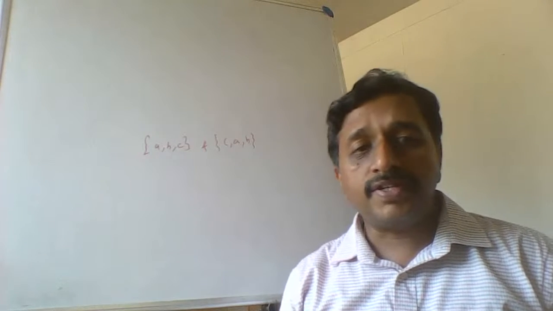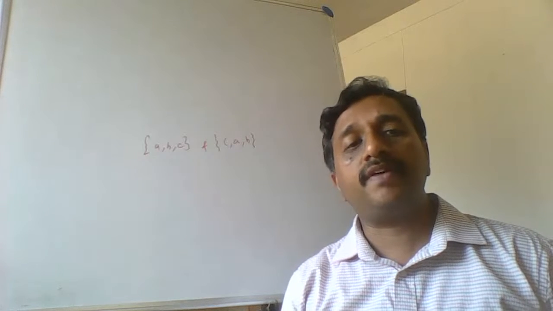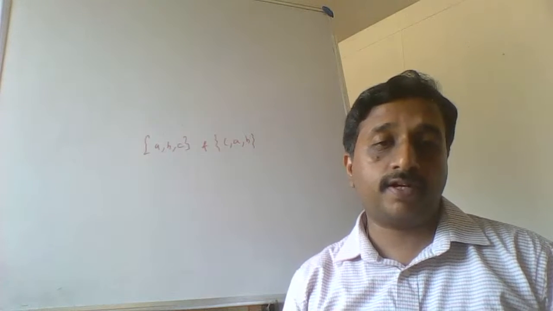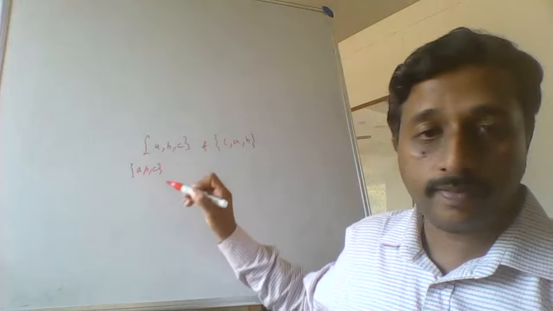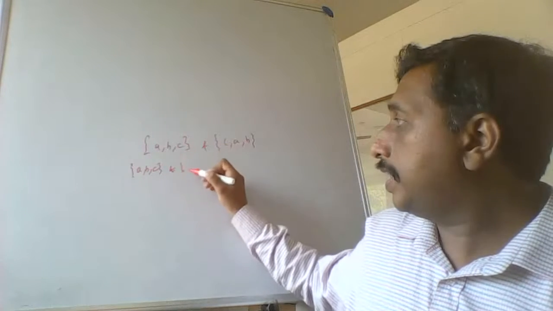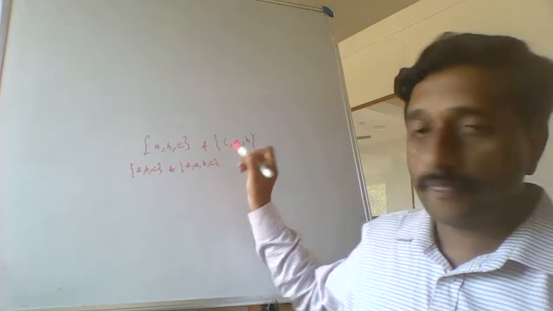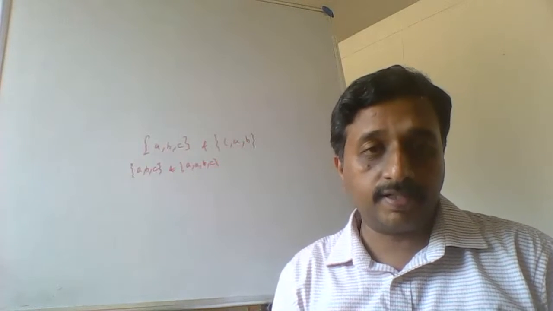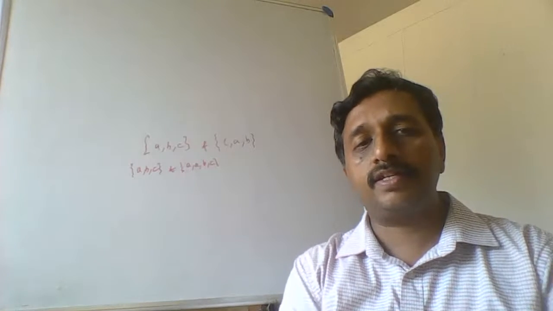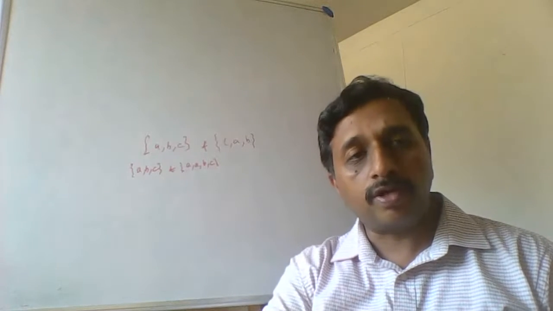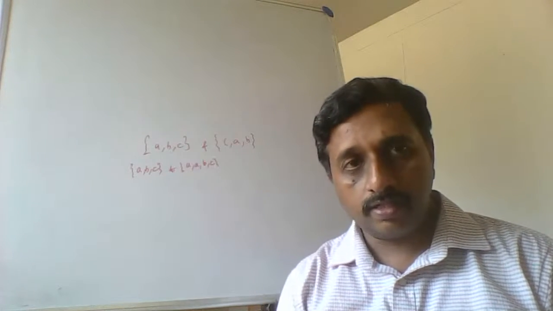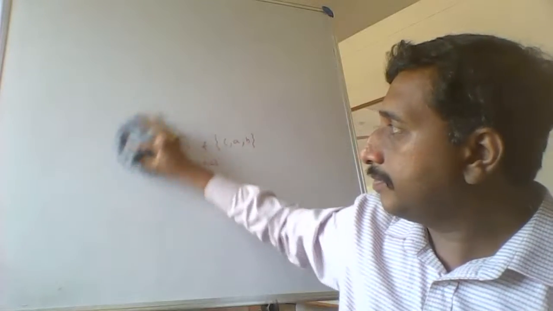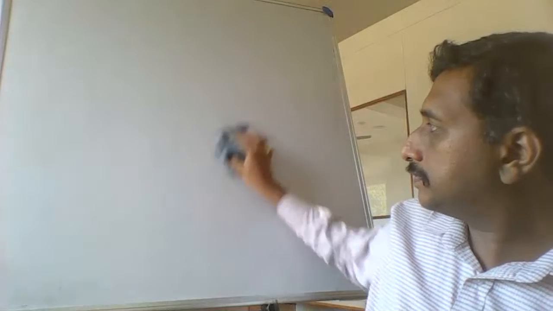Now, the repetition of elements in a set does not affect the set. For example, if I have A, B, C, and I have A, A, B, C, they are the same sets. The repetition of elements in a set does not affect the set. So keep a note of these 2 points which I mentioned. Now, further, let us consider a few more examples here.